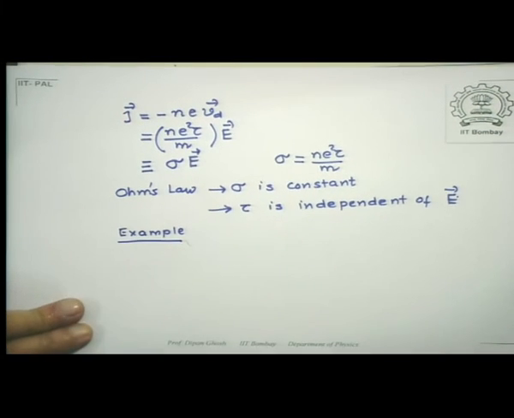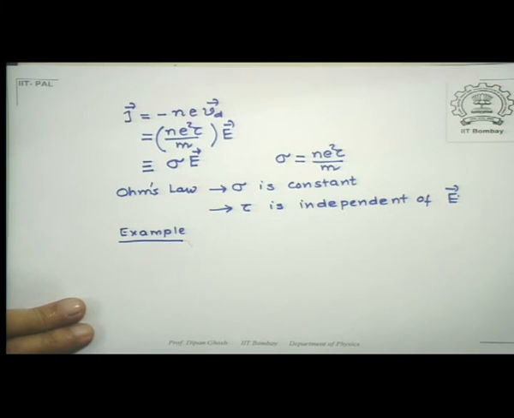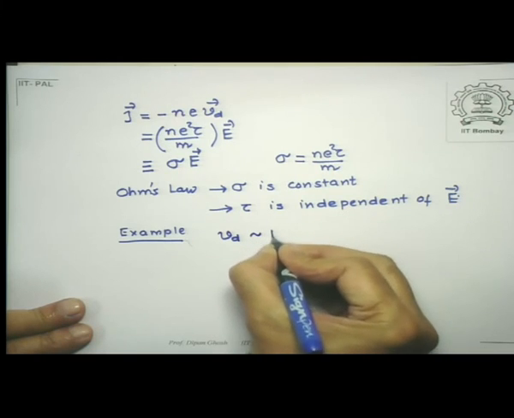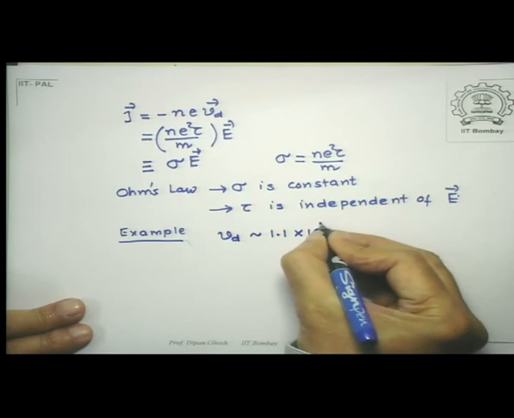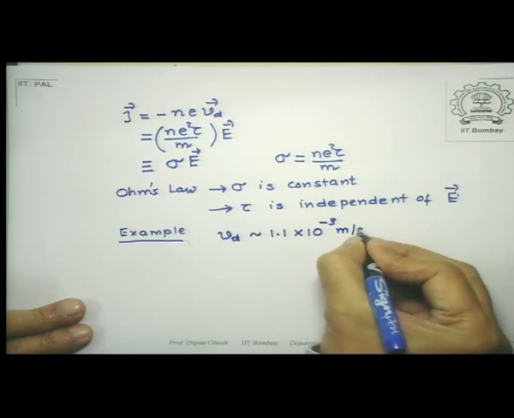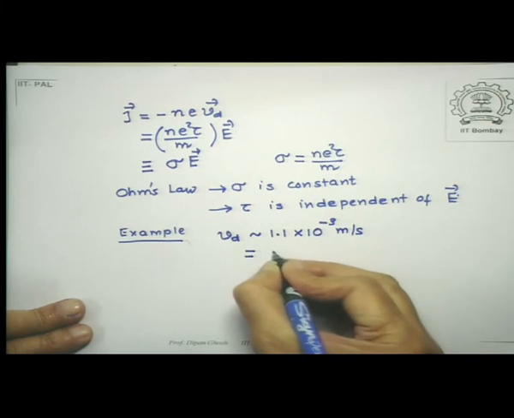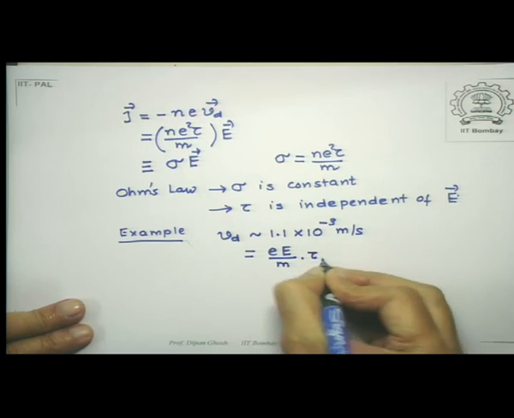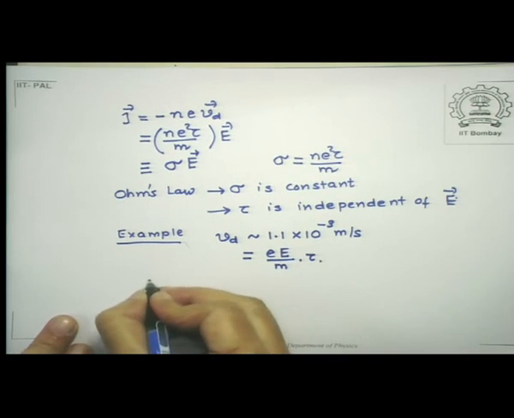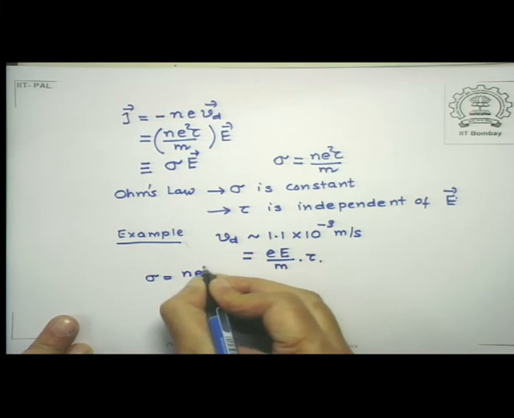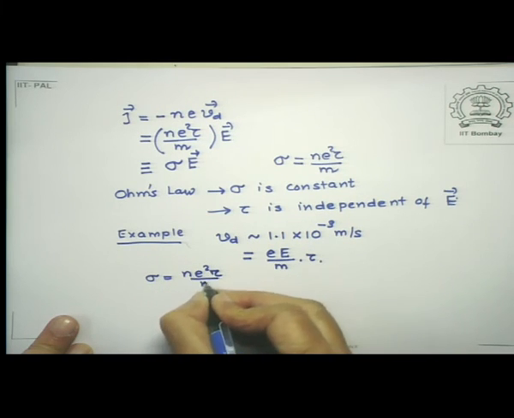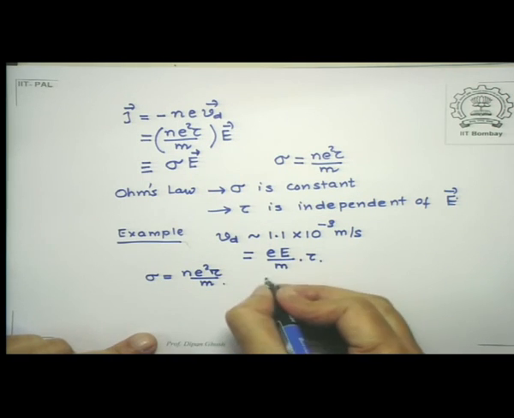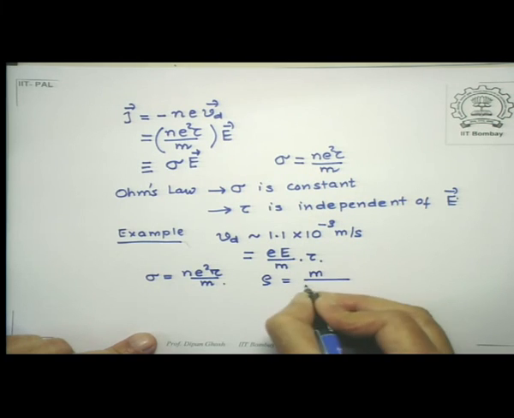Let me return to the same example where I worked out the drift velocity, which was shown to be equal to 1.1 into 10 to the power minus 3 meter per second. Using this I want to calculate this quantity e E m by tau, so that my sigma, which is n e square tau over m, or the inverse relationship is resistivity. So resistivity is m by n e square tau.